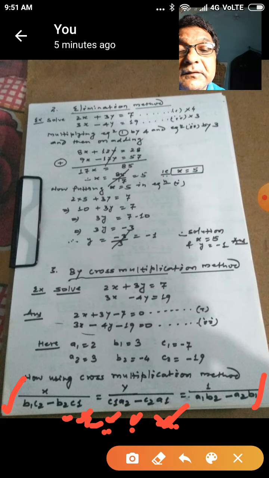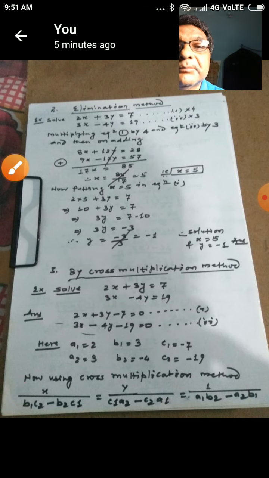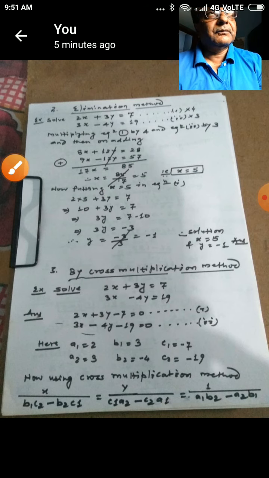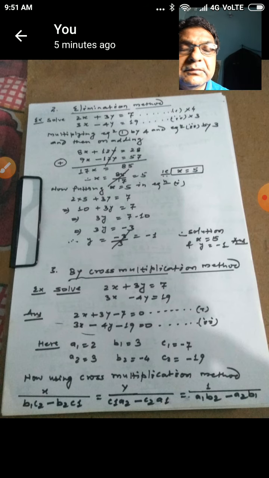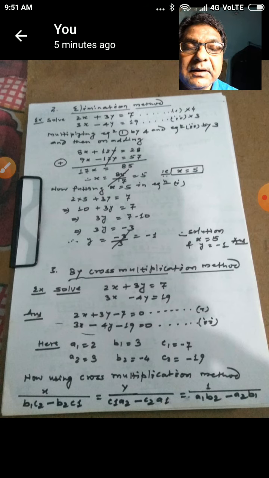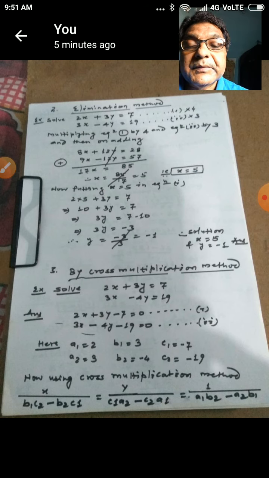Now I will read it fluently: the formula for the cross multiplication method is x by b1 c2 minus b2 c1, equal to y by c1 a2 minus c2 a1, equal to 1 by a1 b2 minus a2 b1.